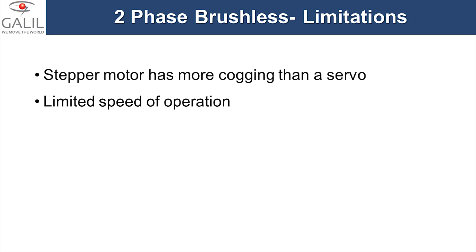Why not use a brushless servo motor? Servo motors can achieve higher speeds, don't have cogging, and are available in larger sizes. But with the 2PB mode, you can achieve high torque at low speeds for a lower cost.